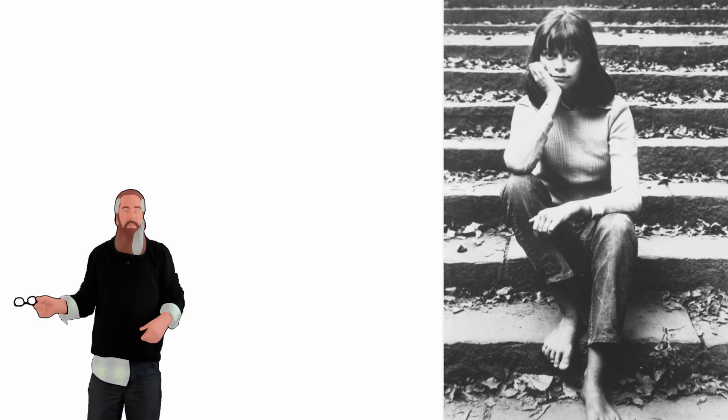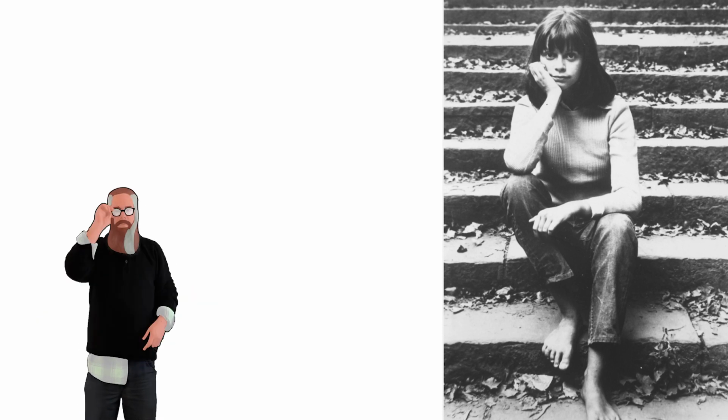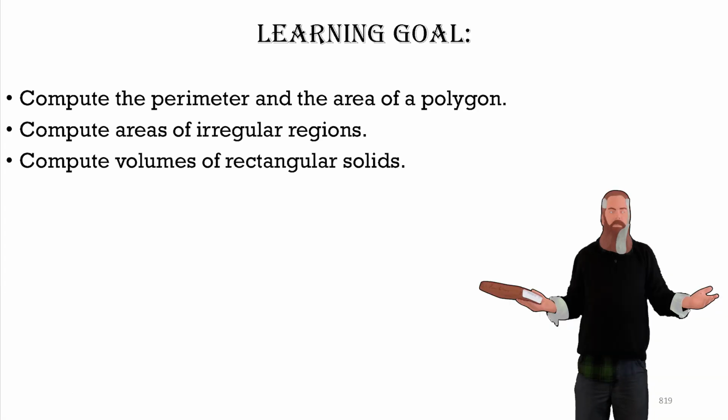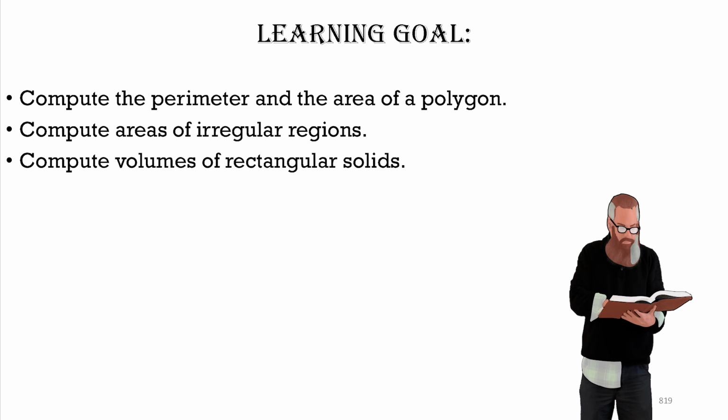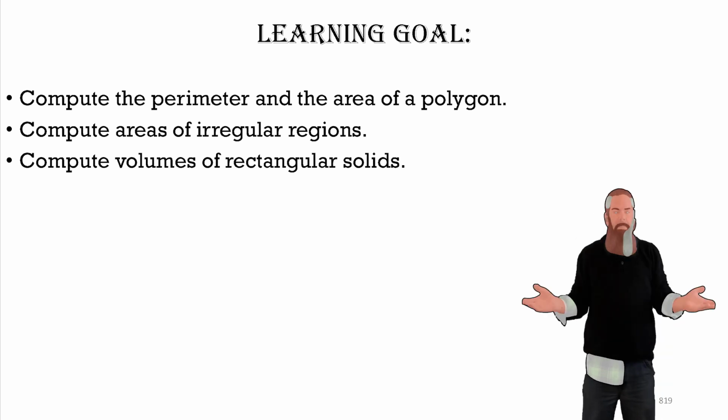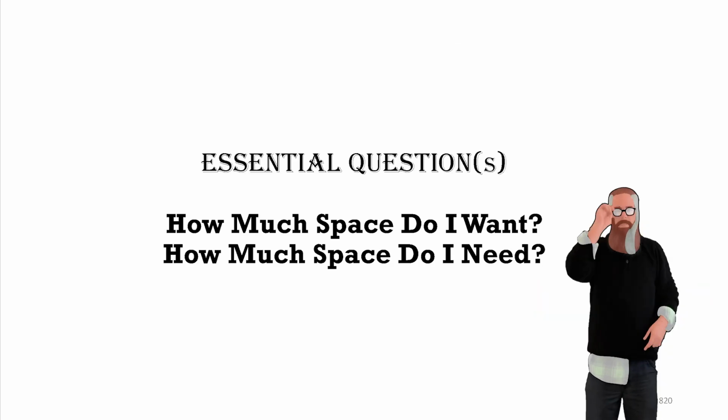It was American author Joyce Maynard who said, "A good home must be made, not bought." In this lesson, we're going to compute the perimeter and the area of a polygon. We're going to compute areas of irregular regions, and we're going to compute volumes of regular solids, all to answer the question, how much space do I want? How much space do I need?